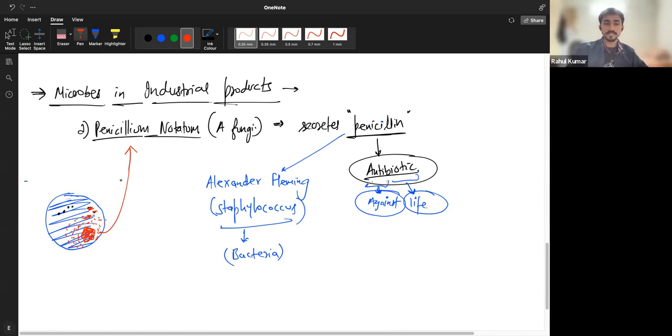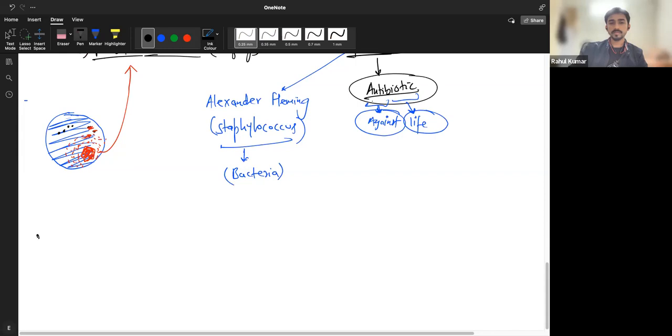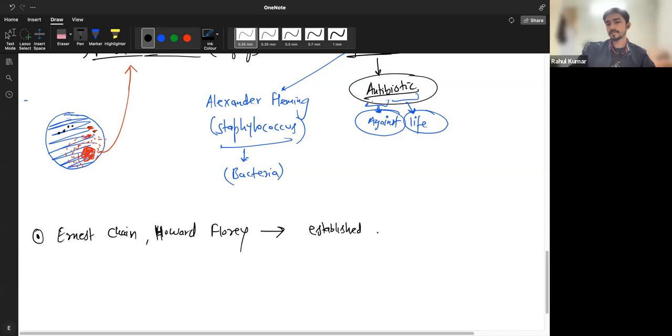But he just figured this thing out. He did not make an antibiotic. From this penicillin, there were two scientists who used penicillin as an antibiotic for the first time, or who converted this discovery into a full potential antibiotic. They were Ernst Chain and Howard Florey. Just remember these names. These two first established penicillin as an antibiotic. Is it clear? Ernst Chain and Howard Florey.